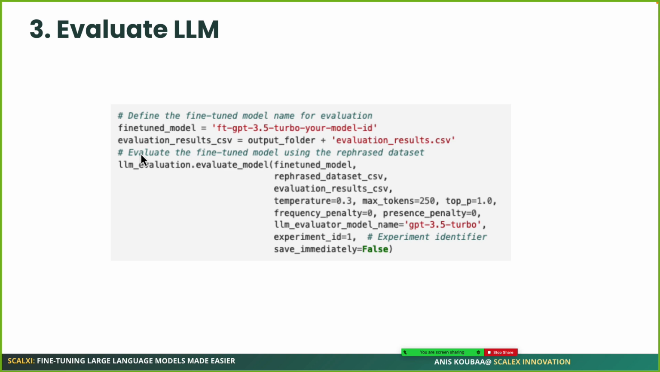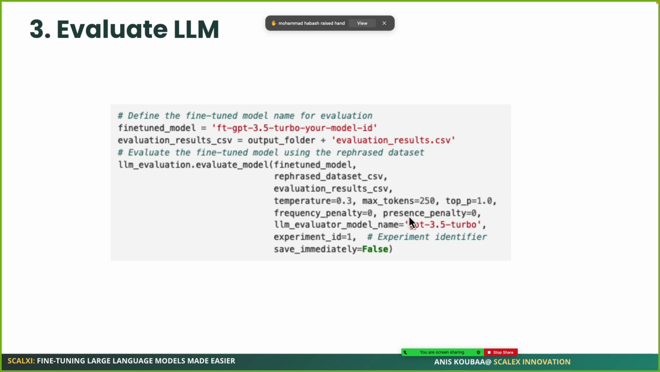It's very simple. Just choose your fine-tuned model, the model whose ID you can find on the OpenAI portal. You just put the name here. You specify the output evaluation result, which is a CSV file, and you call just one function, evaluate model. You put all your stuff here: the fine-tuned model, your CSV rephrased data set, which is the rephrased data set that we have created, and the CSV evaluation file.